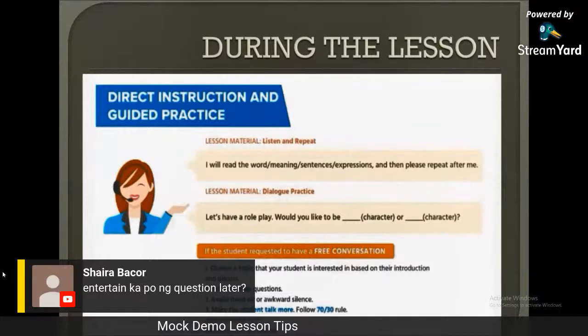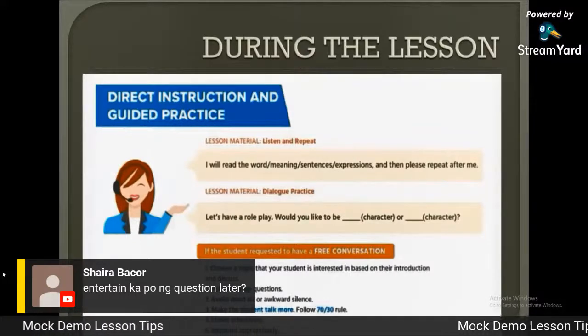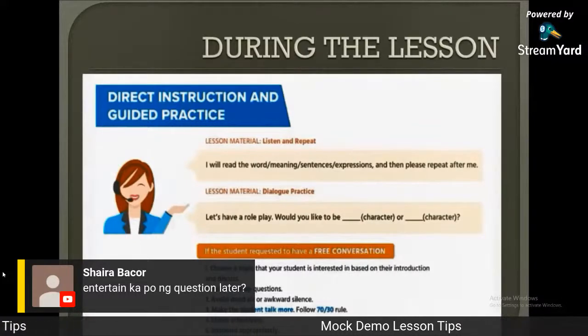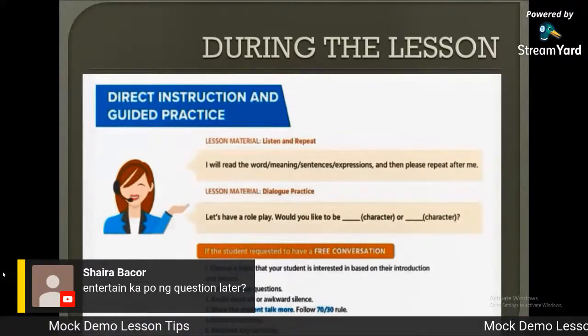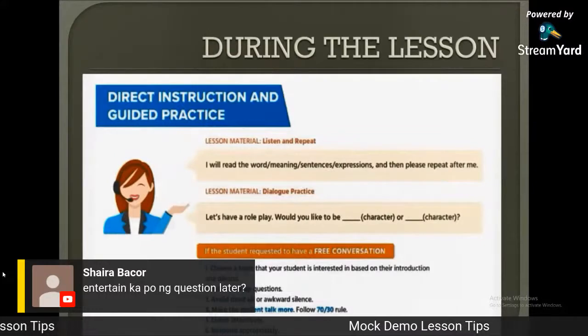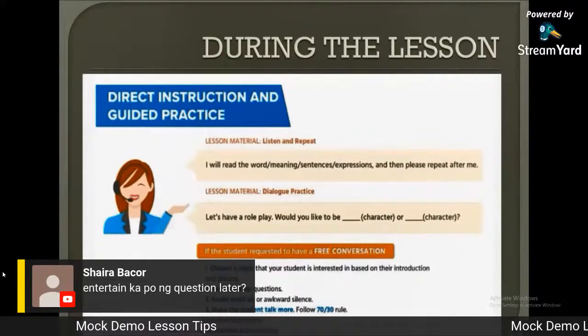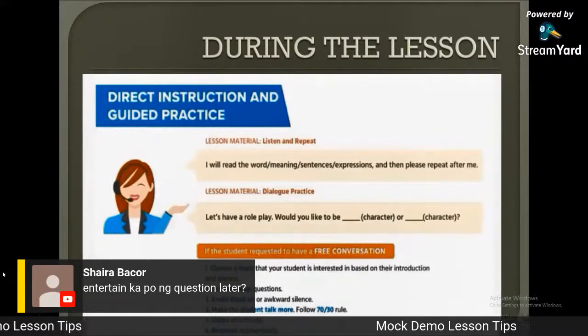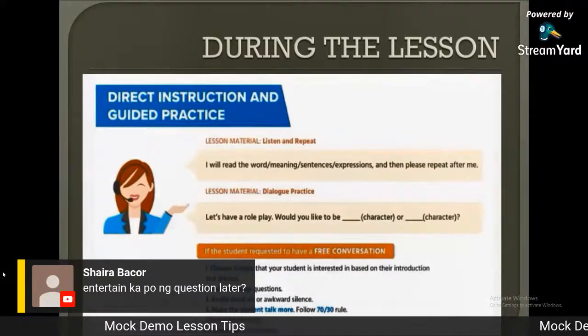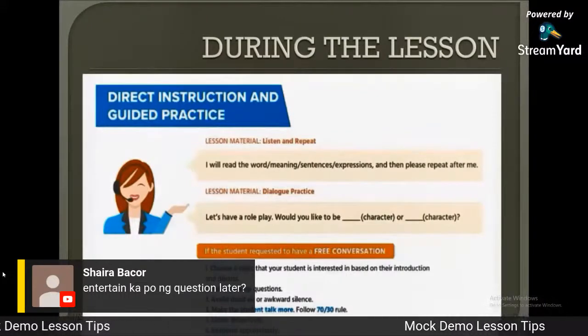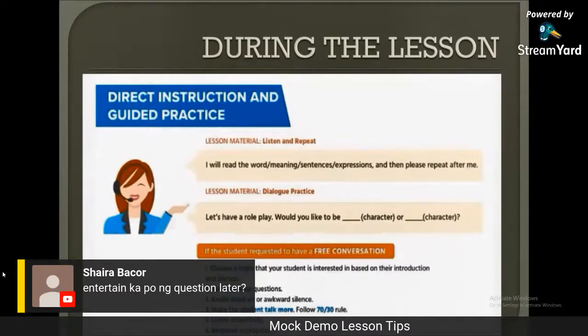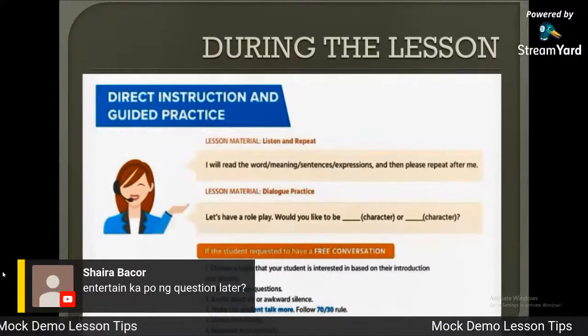Number 2, ask follow up questions. In order for your class to be conducted, you need to ask follow up questions that are, again, related to their hobbies or interest. Number 3, since this is a free conversation, please avoid dead air or awkward silence. Number 4, make the student talk more. Follow the 70 over 30 rule.